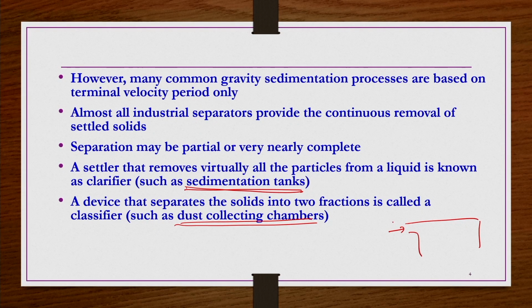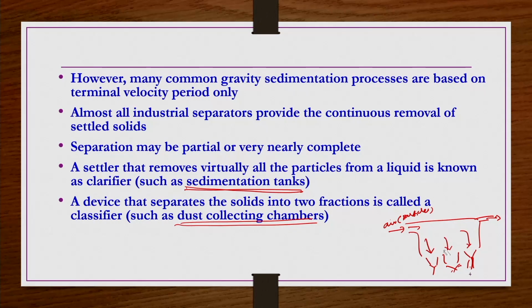Whatever the air is carrying, air with particles, the moment it enters, the particles of higher settling velocity will be collected immediately here. Particles having the lower settling velocity will be collected at the end, and particles having an intermediate velocity will be collected at the center. Almost all clear air without any particles will be taken out from here through the outlet. We are going to see details of this equipment anyway.